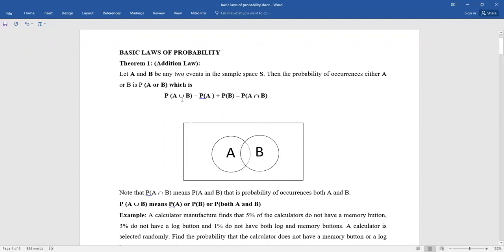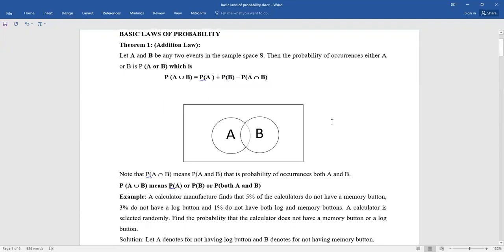So the probability of occurrence of A or B, we can calculate like that. It is probability A union B; A intersection B means probability A and B, that is, they are happening together. And probability A union B means probability A or probability B or probability A and B both. Because for the A we have the A and B, and for the B we have the A and B, so we have to subtract probability A and B one time. So this is the addition law.